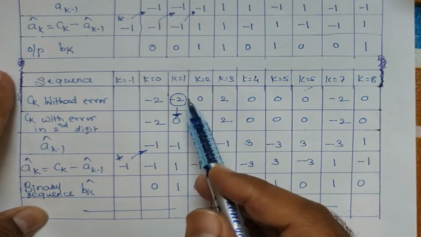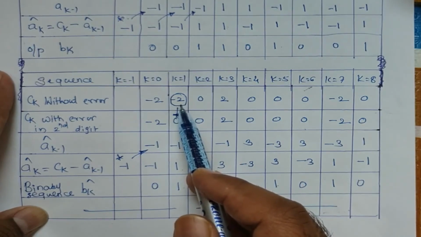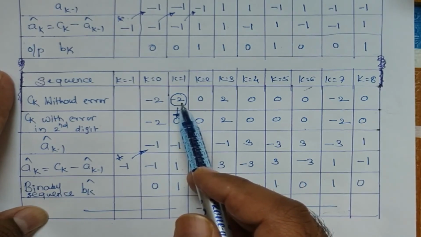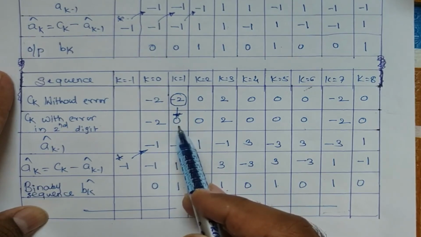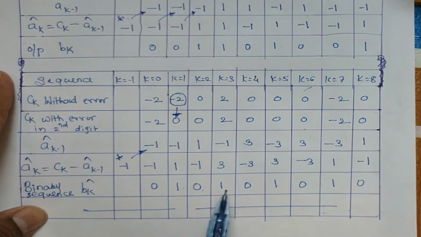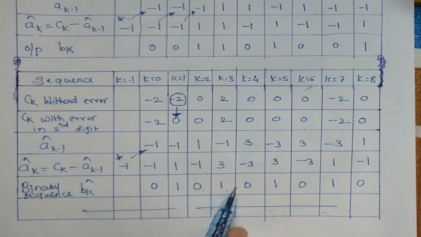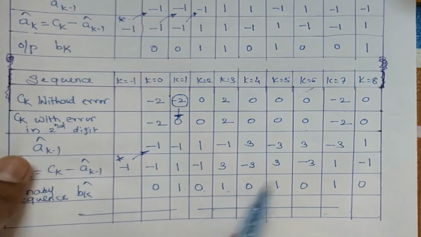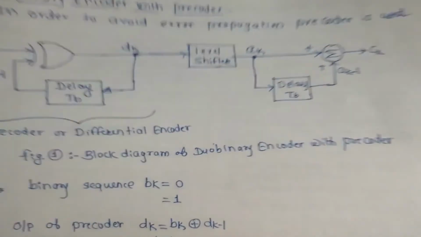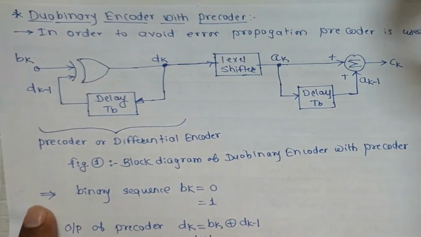It means what? Once the error is introduced in the transmitted sequence, that is CK, this is the transmitted sequence, then it will also produce errors in the rest of the received sequence, which will cause a problem. This is the drawback of the Duobinary encoder without precoder. Now to avoid this, we are going to use Duobinary encoder with precoder. Now let us have a discussion on that. So I am going to discuss the Duobinary encoder with precoder.